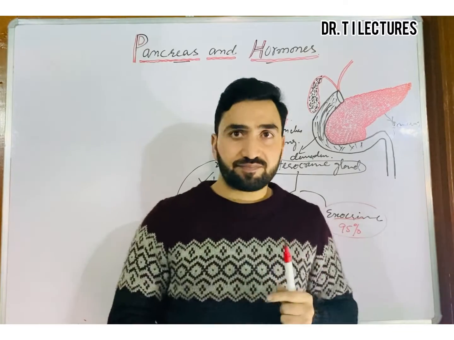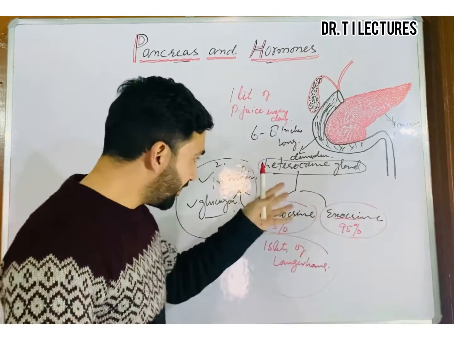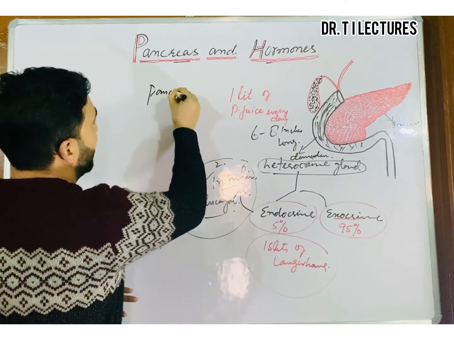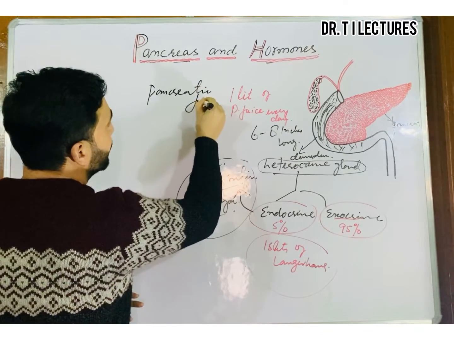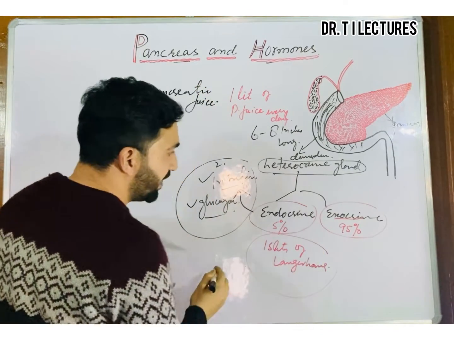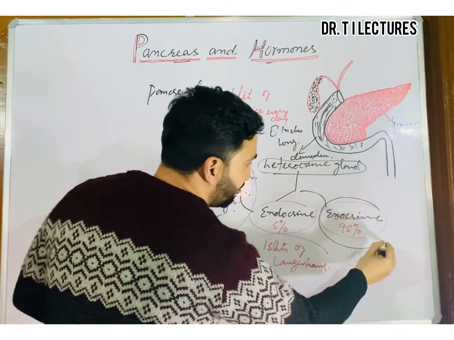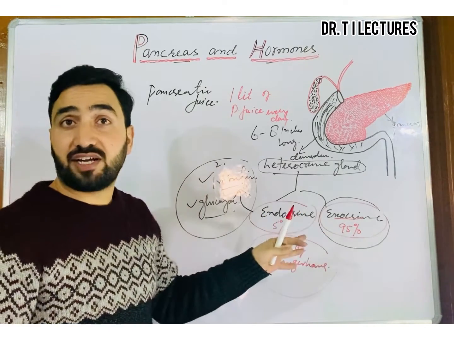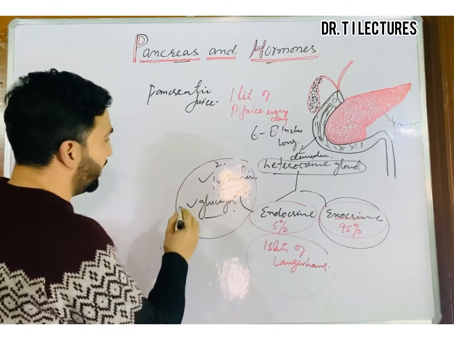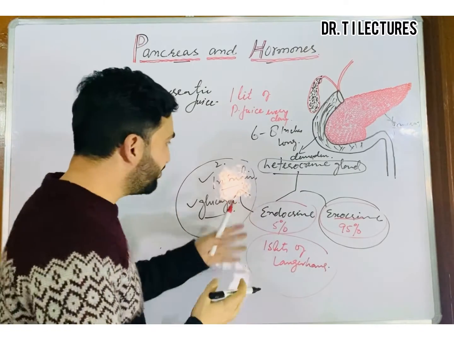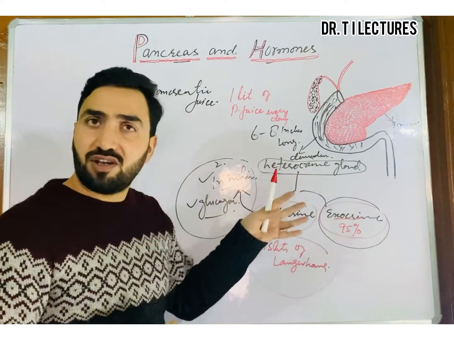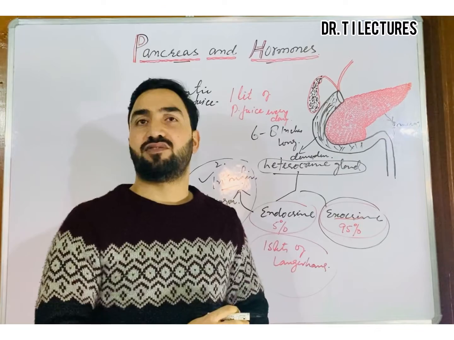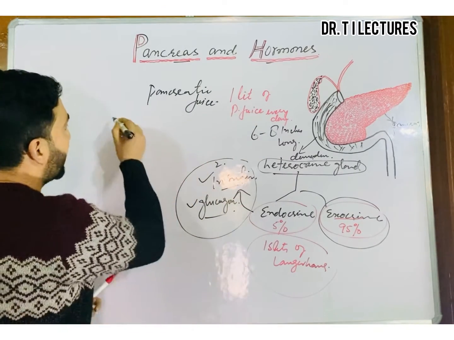Now we'll see the different kinds of enzymes present in the pancreatic juice. The pancreatic juice is secreted by the exocrine part, which comprises 95% of the pancreas. It contains important enzymes which help in breaking down the food material into small stuff that can be easily absorbed by the enterocyte cells of the small intestine. So we'll see the important kinds of enzymes.